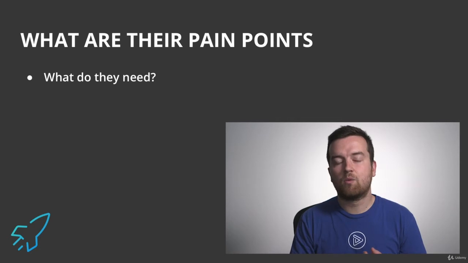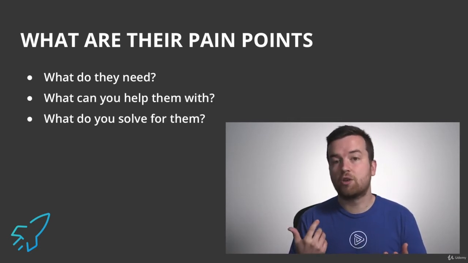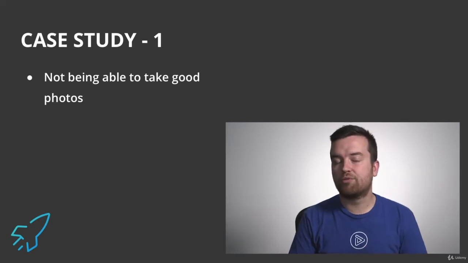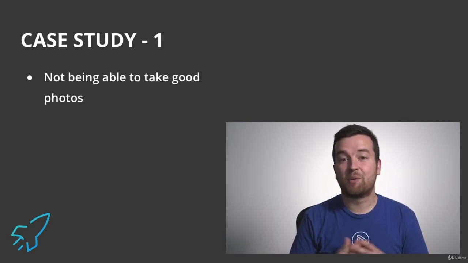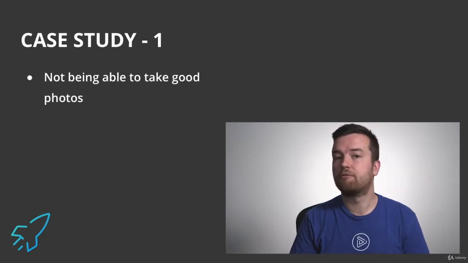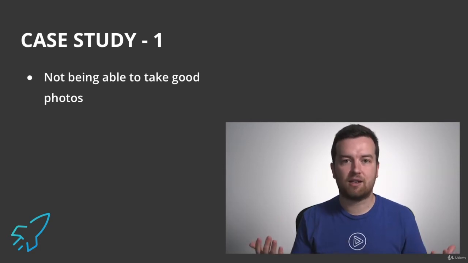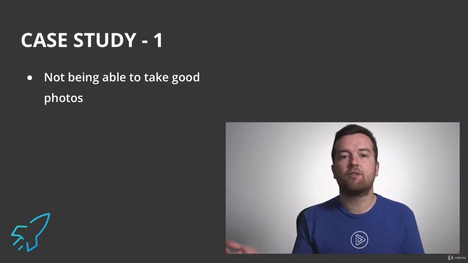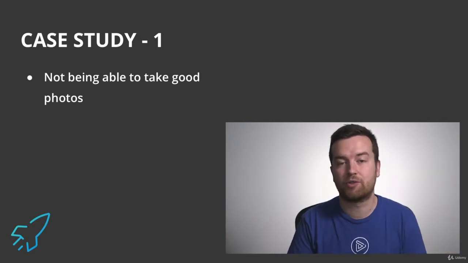So think about what they need help with, what you can do to help them, and what you actually solve for them. So let's look at some case studies to really break this down. Here are a few problems that some of my audience has. First is just not being able to take good photos. And that's probably the biggest audience of mine, or the biggest audience out there: people who just don't know how to take good photos or don't think their photos look good.